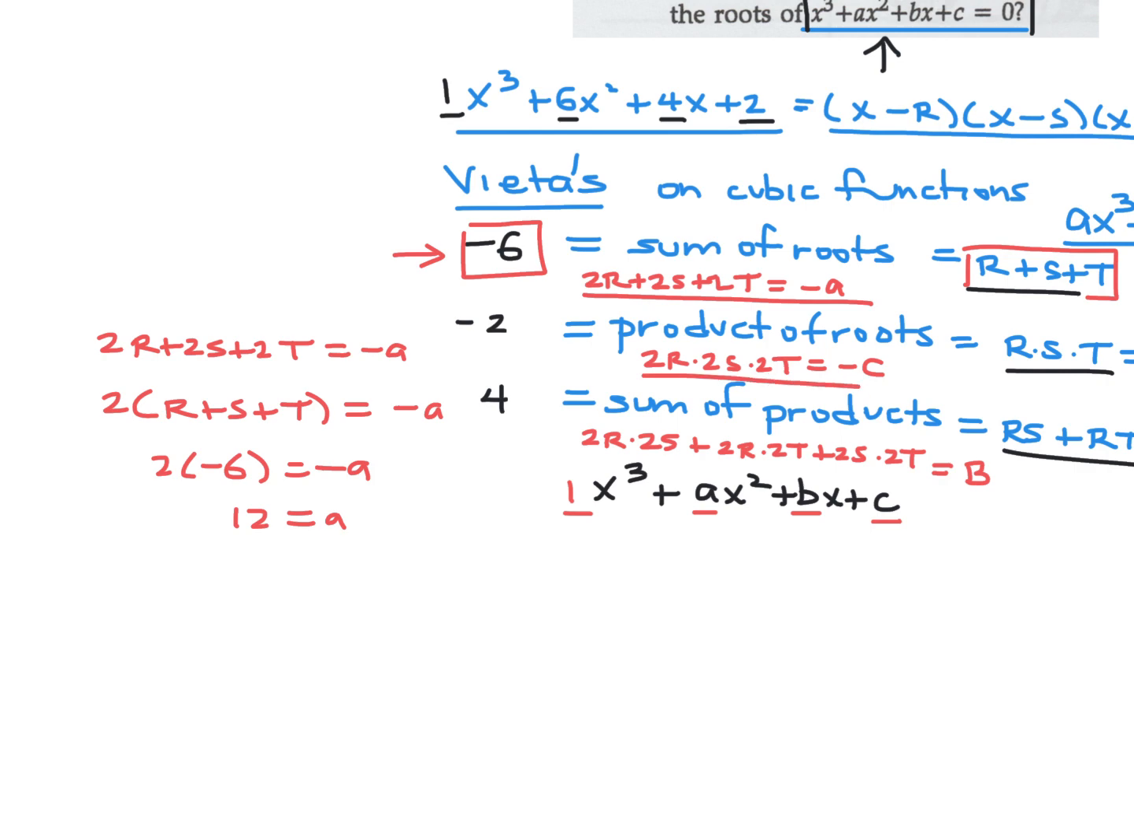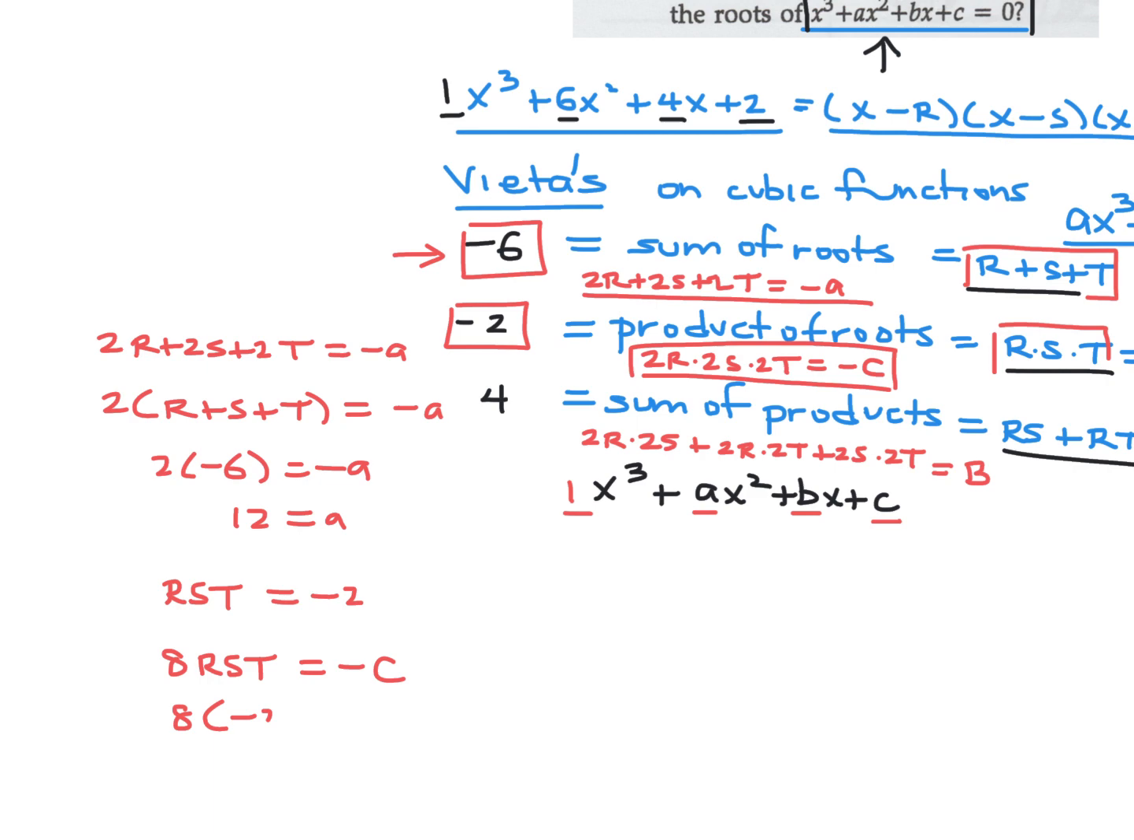In a very similar way, we'll use this and this being equal to minus 2. So we have rst is equal to minus 2. And then this tells me that if I multiply that, that's going to be 8, right? 8rst is equal to minus c. But rst is minus 2, so that means c is equal to 16.